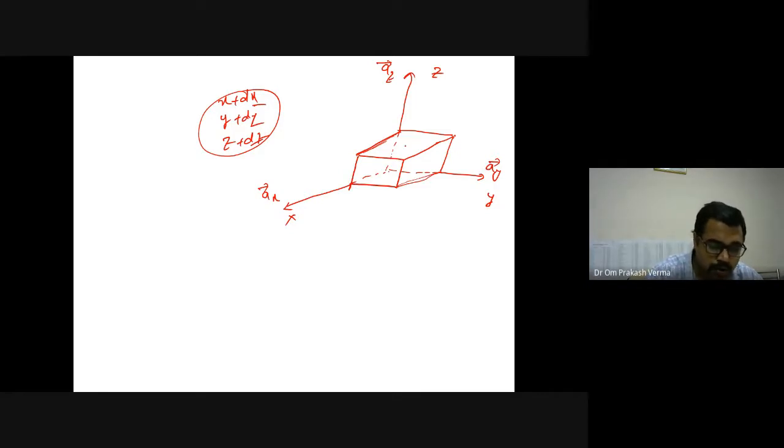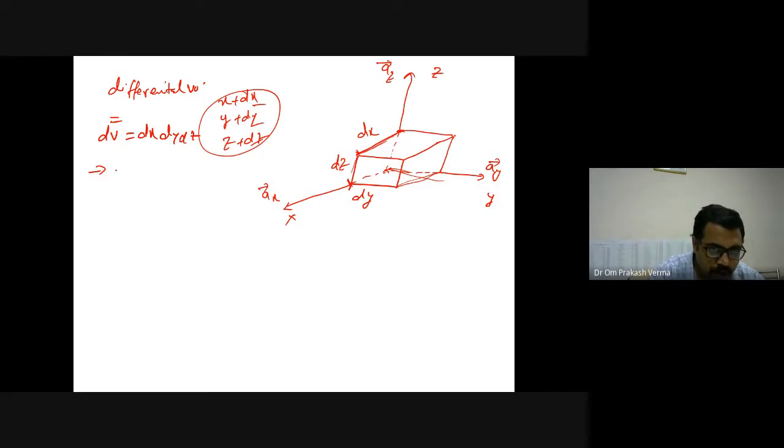Okay, so this length, from this point to this point, this is the dx. And this is the change in y, so let's say we are calling this one dy, and obviously this one is the dz, parallel to the z axis. So the differential volume, the differential volume can be calculated as dV, and it is given by dx dy dz, right?